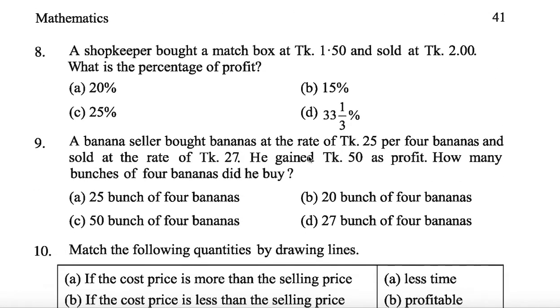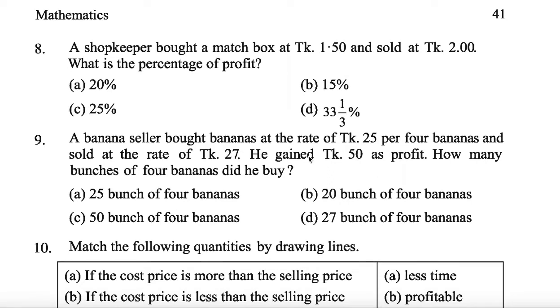Okay, a shopkeeper bought a matchbox at Taka 1.5 and sold at Taka 2. What is the percentage of profit? What is the change here? Change here is 0.5 divided by original price 1.5. So 5 by 15 into 100. 5 by 15 can be written as 1 by 3. 1 by 3 is 33.33, 33 and a third percentage. Okay, 100 by 3. So this is the answer.